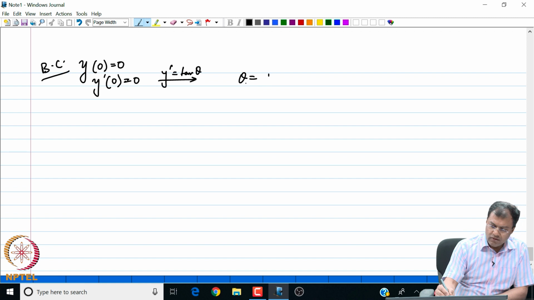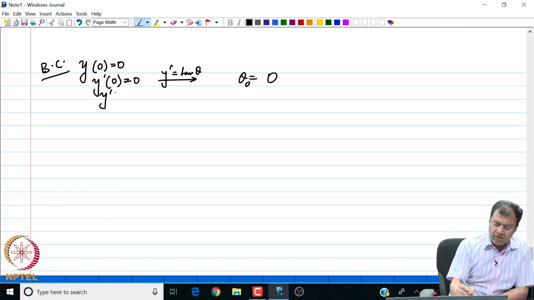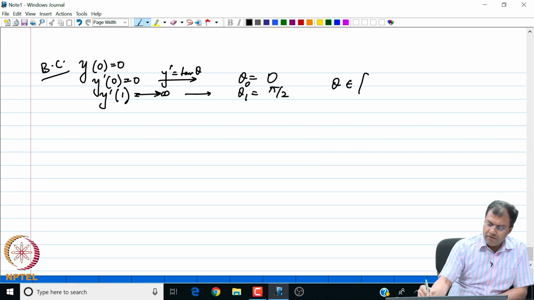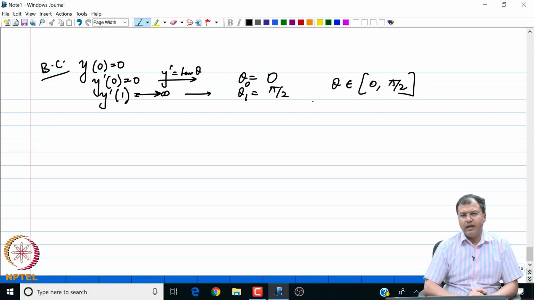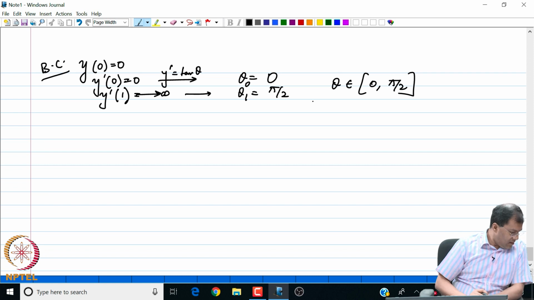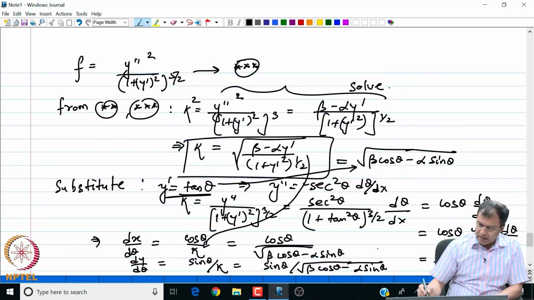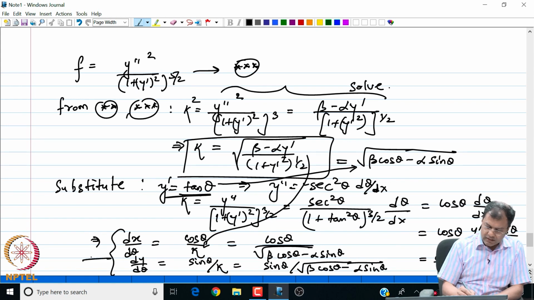So, theta 0 is equal to 0, and then we also have that y prime at 1 goes to infinity, which implies that theta 1 is pi by 2. So, my theta lies between the range 0 to pi by 2 in order to satisfy the boundary conditions. Okay. So, in order to solve, let me call this set of equations R1.